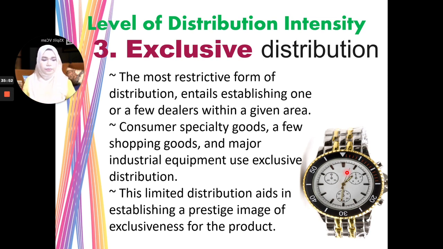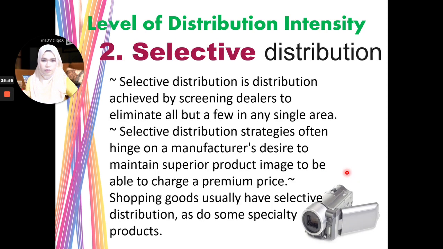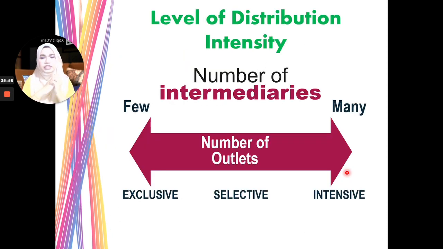Now bear in mind that when you talk about this level of distribution intensity, it is not necessarily that convenience goods are intensive, shopping products are selective, and specialty products are exclusive. It could be, but the same product can differ, for example chocolates. Cadbury uses intensive distribution, whereby you can get Cadbury chocolate everywhere: many supermarkets, 7-Eleven, almost every store. You go to H&L, Everrise, Emart, and many other shops, you will find Cadbury chocolate.